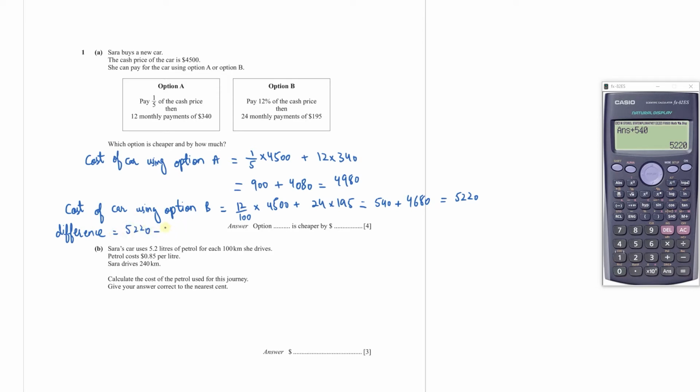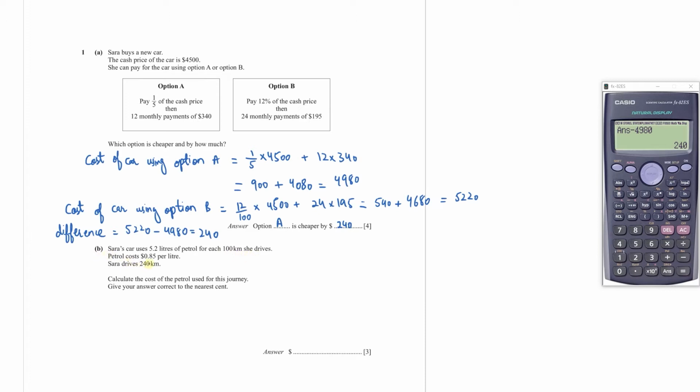So the difference is 5,220 minus 4,980, which is 240. So option A is cheaper because the total cost is less compared to option B. So option A is cheaper by $240.